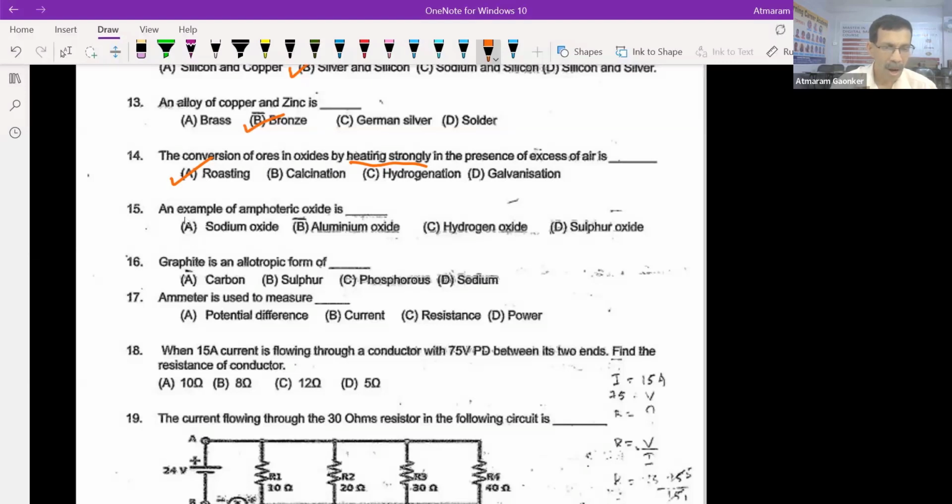Then an example of amphoteric oxide. We have got two examples of amphoteric oxide. One is aluminum oxide and one is zinc oxide. Of that, here aluminum oxide is the option available. So B is the correct option. Then graphite is an allotropic form of carbon, sulfur, phosphorus or sodium. This is an information level answer, and the correct answer is carbon.